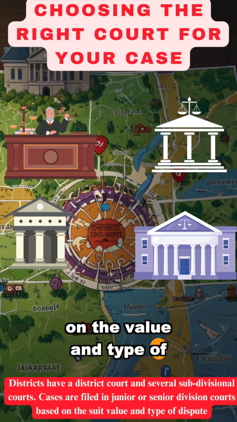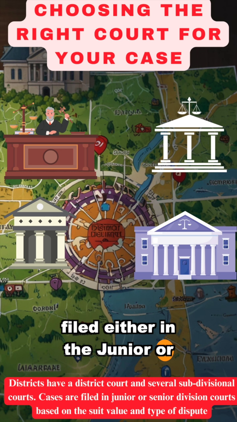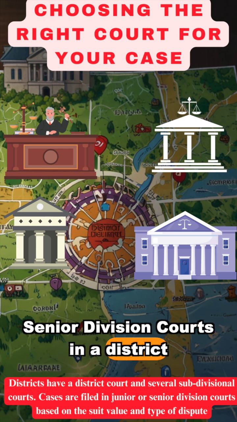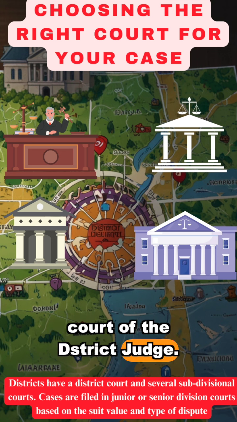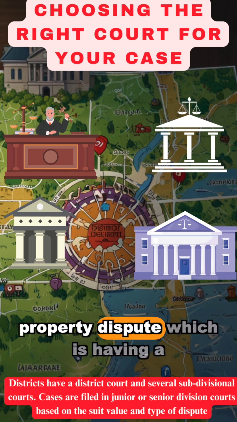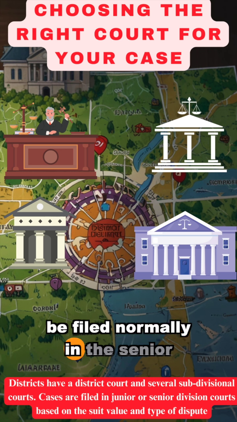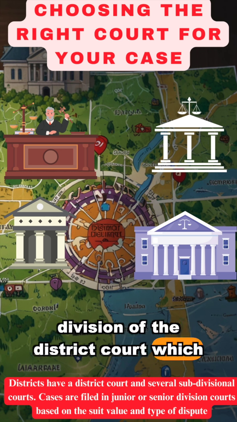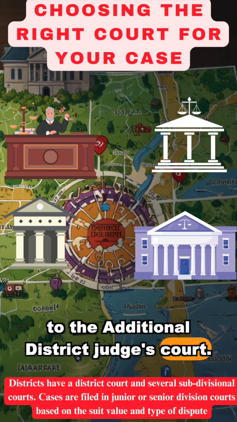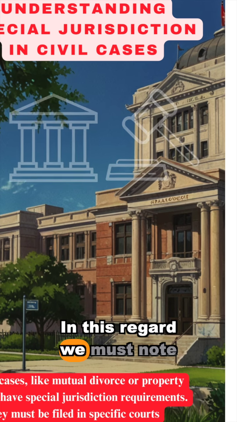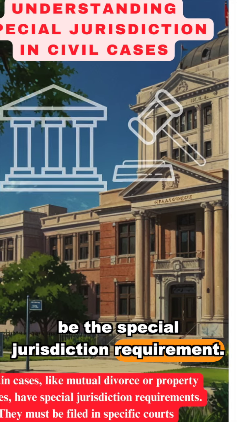Depending on the value and type of the dispute, cases are normally filed either in the junior or senior division courts in a district court, or it can also be directly filed in the court of the district judge. In Anna's case, the property dispute, which involves a larger sum of value, has to be filed normally in the senior division of the district court, which is comparable to the additional district judges' courts.